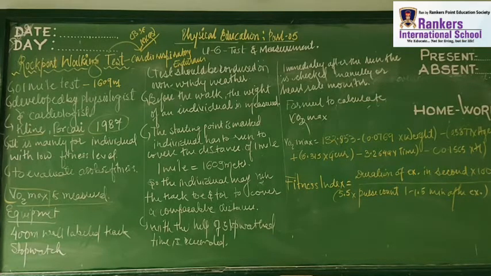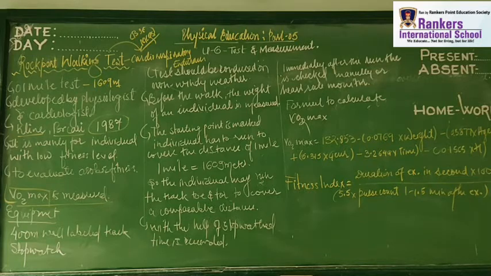An assistant or helper is also required, and it is very important for the measurement. So there are three requirements for this test. First is a running track, which may be 200 meter or 400 meter. Second is a stopwatch. And the third one is an assistant.